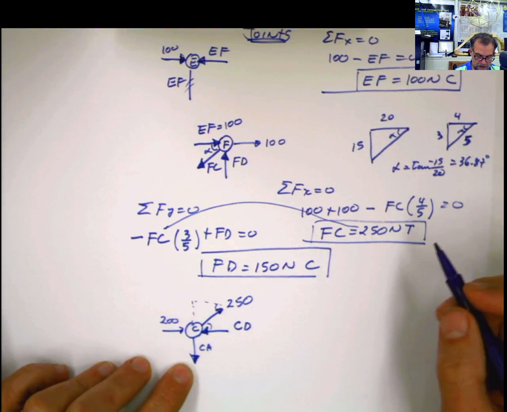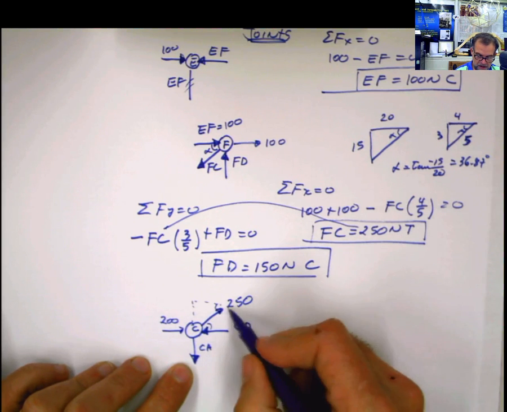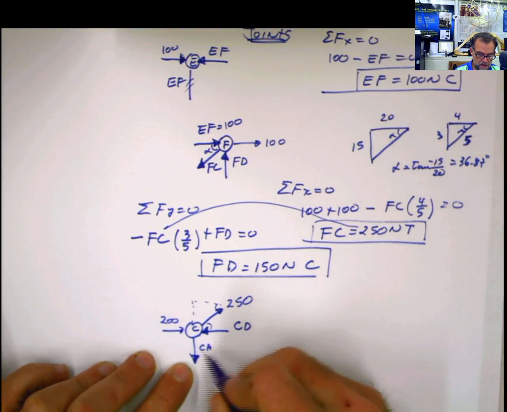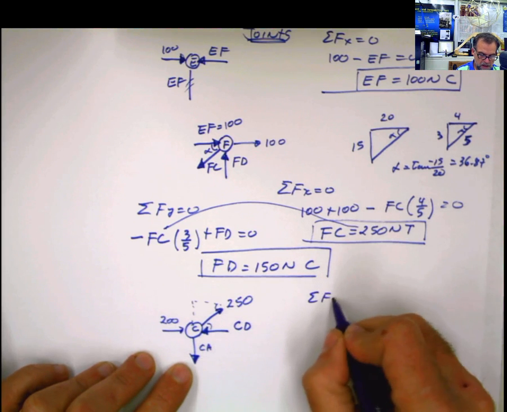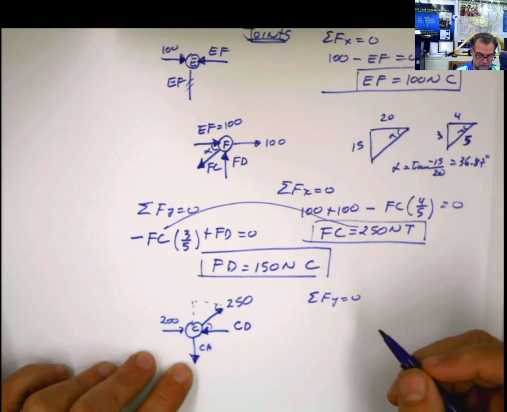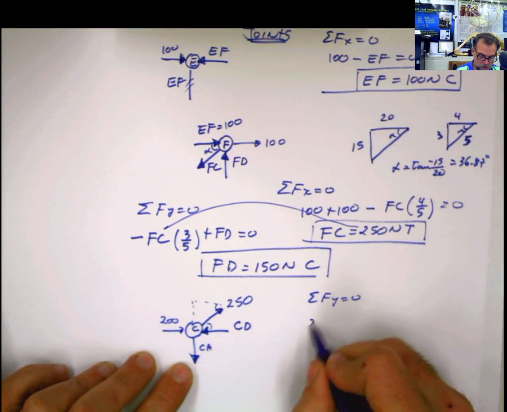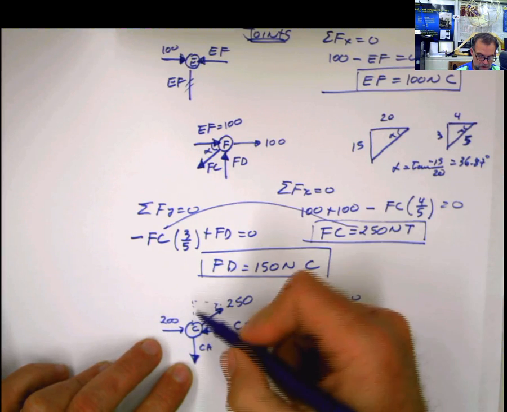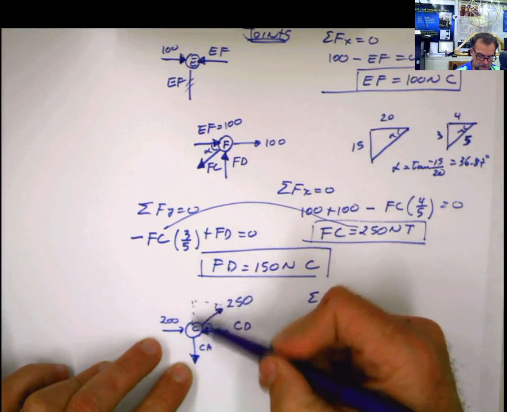Actually, it doesn't make any difference. It's a little bit easier working with this, but just that, a little bit easier. So I'm going to do summation of forces in y equals 0, and then I'm going to have 250. Remember, this is the angle alpha. I'm looking for the y direction, so I'm looking for this component.